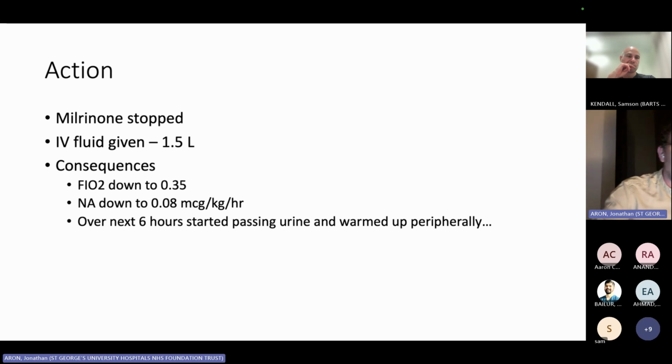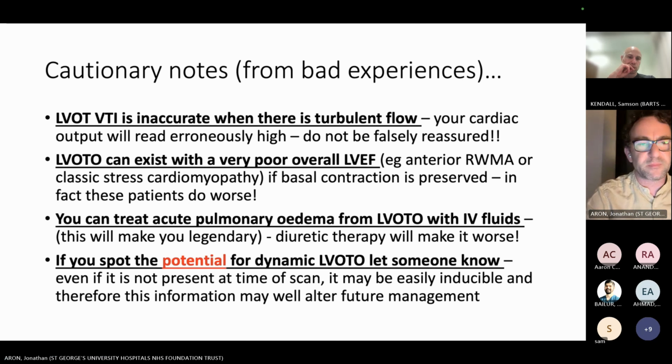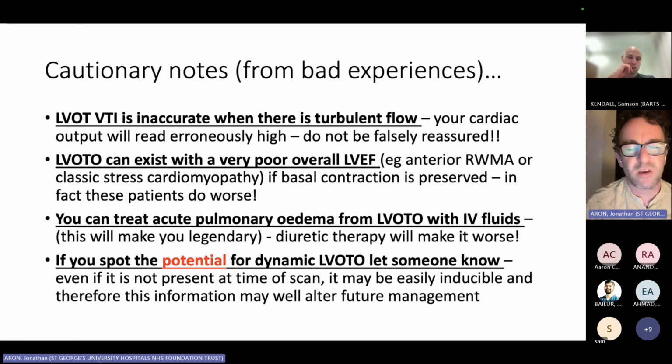Actually, the initial strategy, even with a very simple focused echo, was probably wrong in retrospect. So just to give you some cautionary notes from my bad experiences, just be cautious about VTI, LVOT VTI, when there's turbulent flow. The formula actually relies on laminar flow. So if you use the VTI to calculate cardiac output when you have turbulent flow, then your cardiac output will read erroneously high. So please don't be falsely reassured by that.